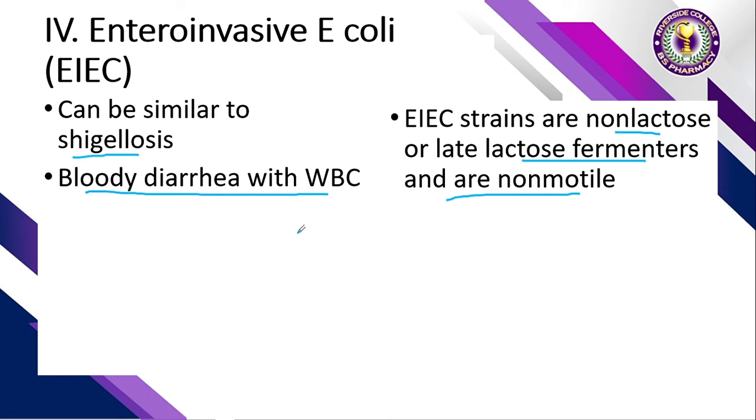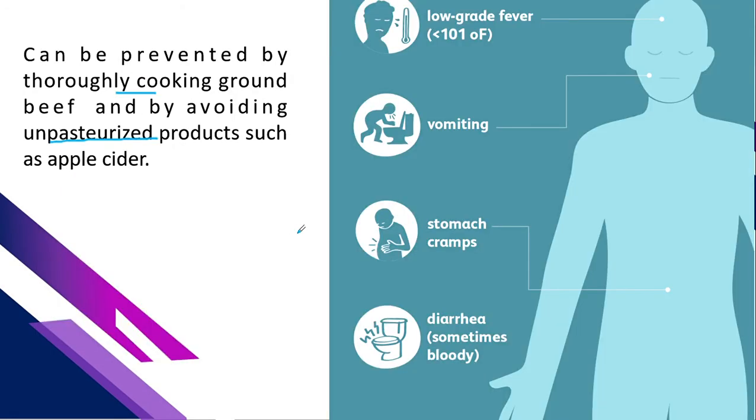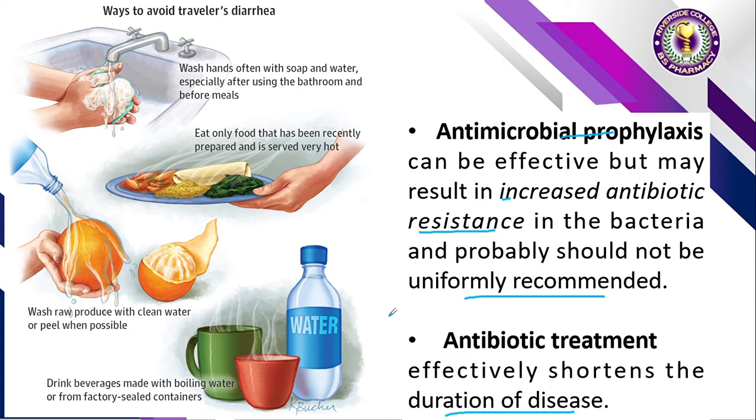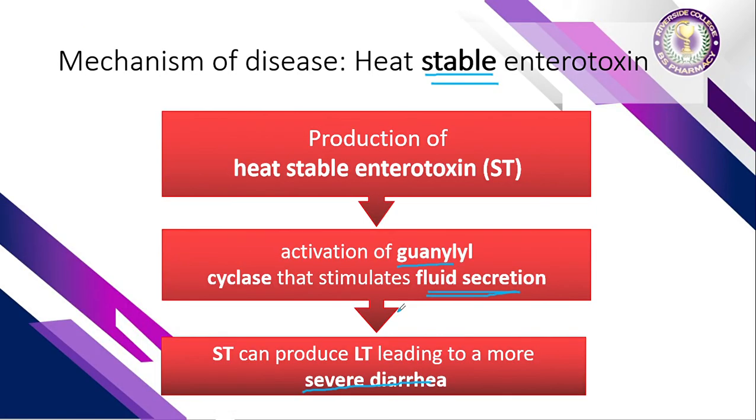Enteroinvasive, similar to shigellosis. Shiga toxin, amuman, Shigella dysenteriae. And please remember the strain O157:H7. And then ETEC enterotoxigenic is known as traveler's diarrhea. Enteropathogenic is infantile diarrhea.